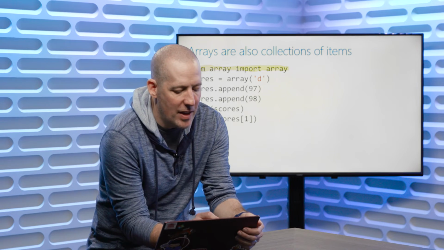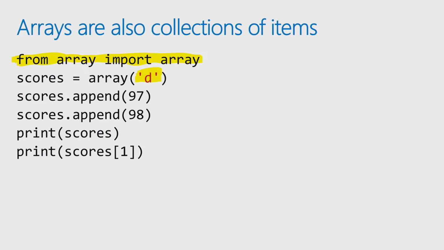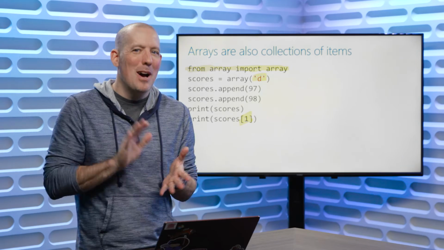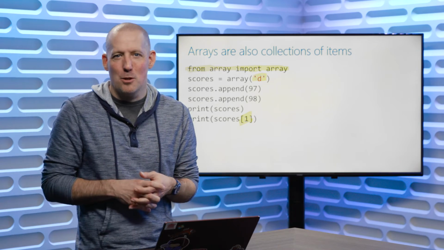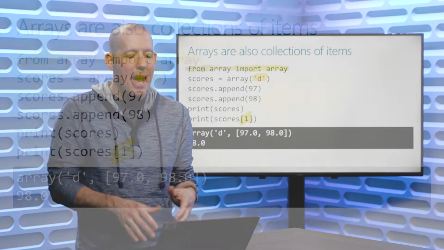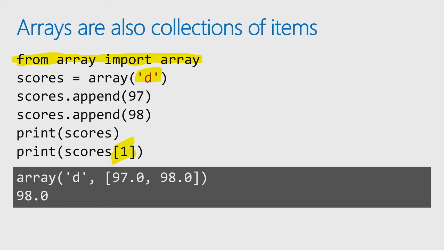Now we indicate the numeric data type that we're going to be using. In my case, I'm going to be using a double. And then we're going to append on our items. So we'll add on 97 and 98. We'll print it out. And then just like with a list, we're going to access the second item here by indicating 1 as our indexer. Again, all counting starts with 0, so that's why we're going to use 1 to access the second item, and you'll notice the results there.